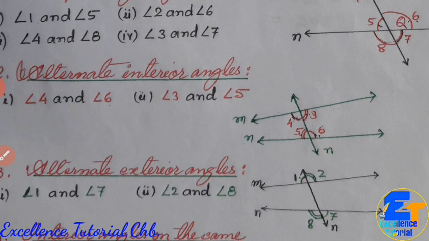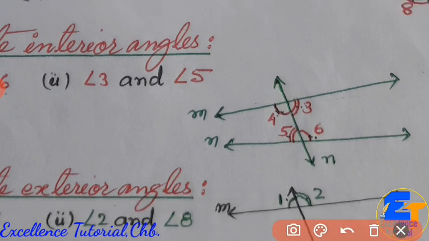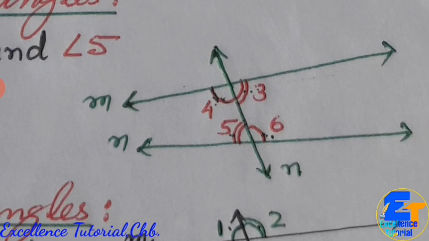Now let us see the next type of angle, that is alternate interior angles. These types of angles are formed on either side of the transversal and between the two straight lines. Remember, they should lie on opposite sides of the transversal and between the two given straight lines. So you can see in this figure, how will you identify the alternate interior angles? This is the related figure.